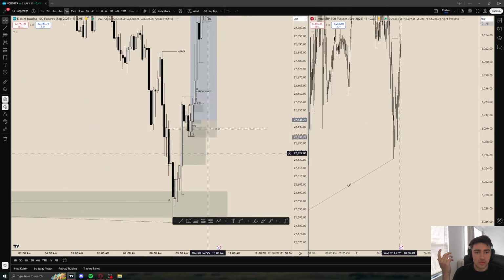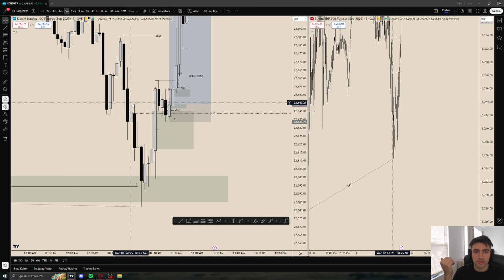So again, I also went on the 5-minute. What did we have? A 5-minute bullish breaker. Low, high, lower low, higher high. Close above. That is your bullish breaker.